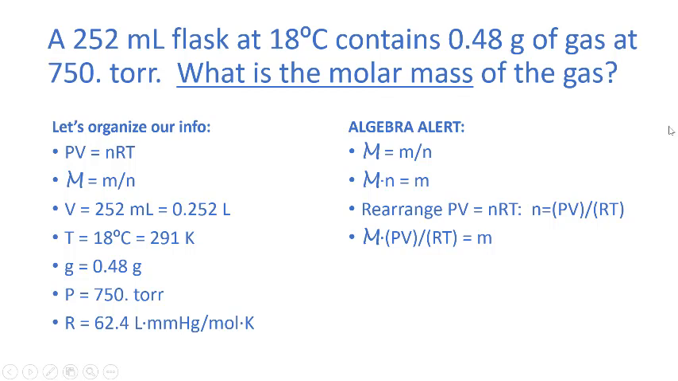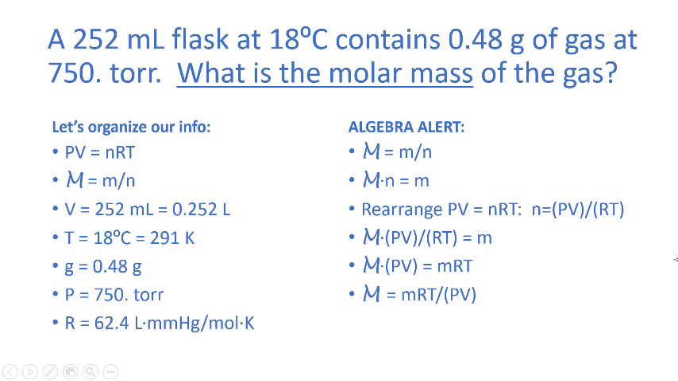Let's clean it up a little more. Let's get rid of this RT that's in the fraction in the denominator on the left-hand side by multiplying both sides by RT. That moves it over to the right-hand side and makes it a little bit cleaner. Finally, we're almost done. To get M, a capital M, italic M by itself, I'm going to divide both sides by PV. And I finally get the equation I'm going to need to use. The molar mass is m times R times T over quantity PV. So make sure you use parentheses there.